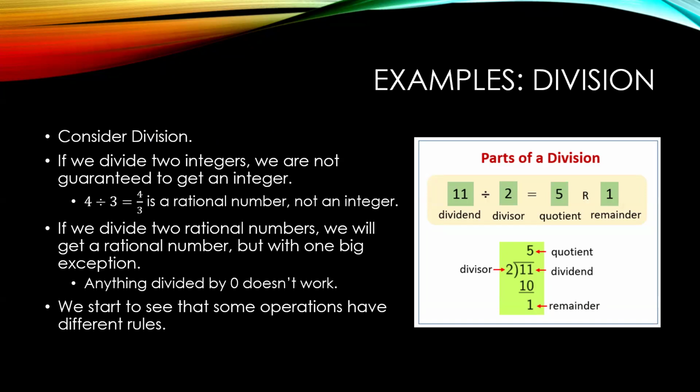Division is slightly different, but it's fairly similar. And so if we divide two integers, we are not guaranteed to get an integer. For example, 4 divided by 3 is 4/3, which is not an integer. It's a rational number. If we divide two rational numbers, we will get a rational number, but with one exception, and that exception is 0. And so when we start looking at division and comparing it to some of the other binary operations, we start to notice that there are different rules for different operations and different sets. And so when we're thinking about the properties that we're dealing with, we really need to focus on what the set is and what the operation actually is.